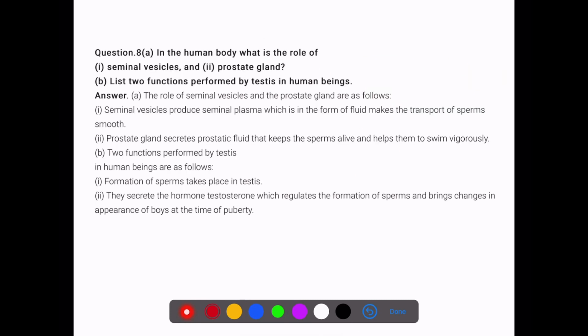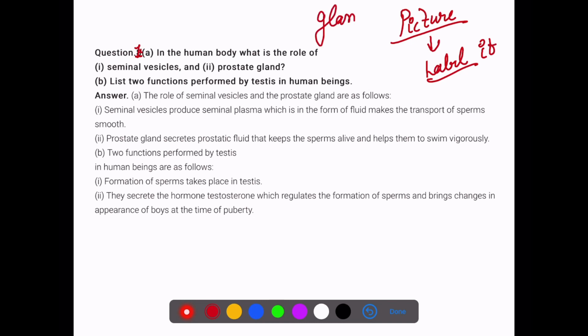Then there are the subjective questions which are asked. One, as I told you, they give you a picture of the male reproductive system and ask you to label it. I think you can easily do that. Sometimes this question comes from the glands. Glands are very important.